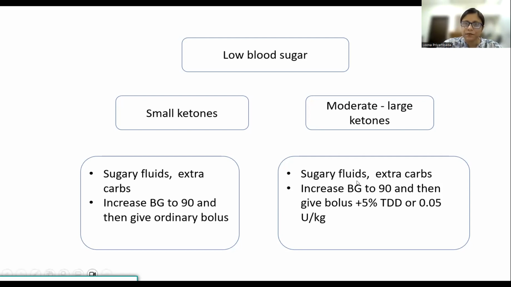If you have low blood sugar and moderate to large ketones, then after increasing the blood glucose to 90, we give plus 5% of total daily dose. Remember, there we give 10% or 0.1 units per kg. Here we are adding 5% or 0.05 units per kg.